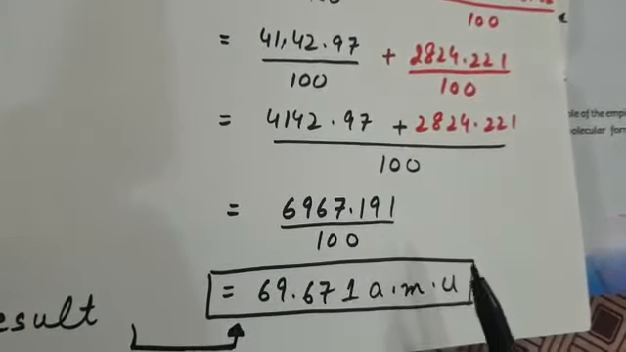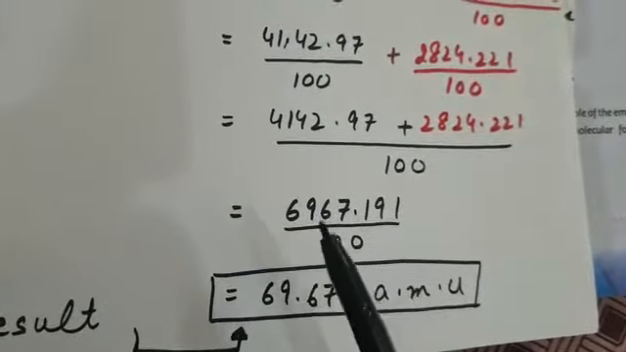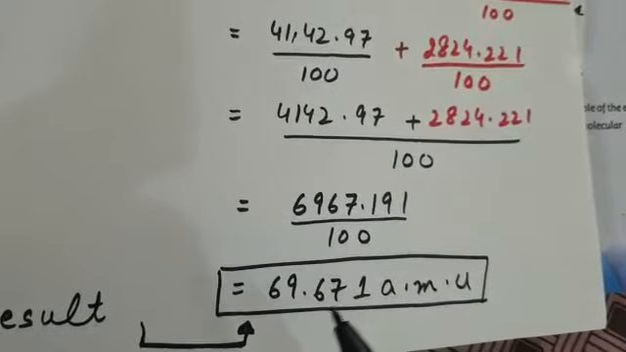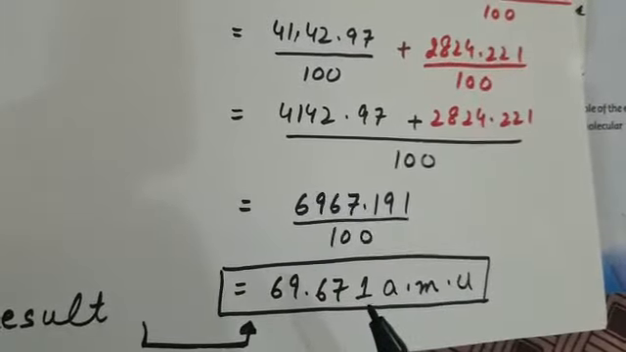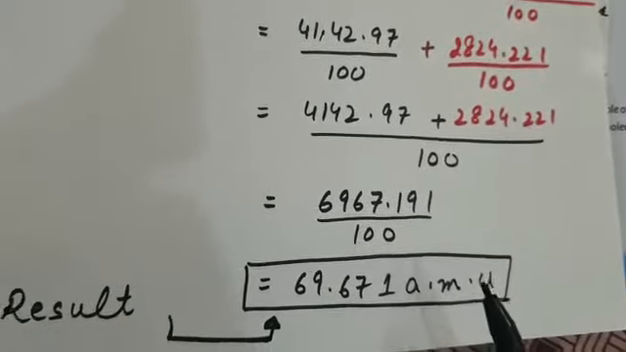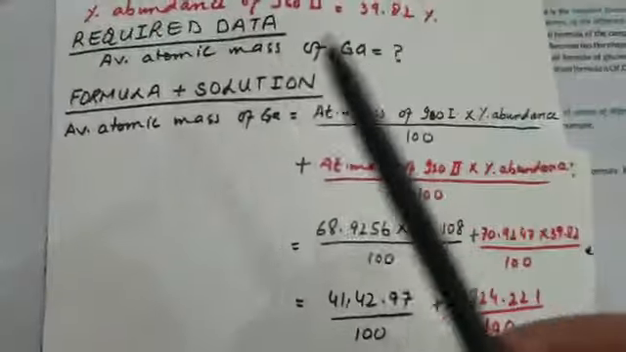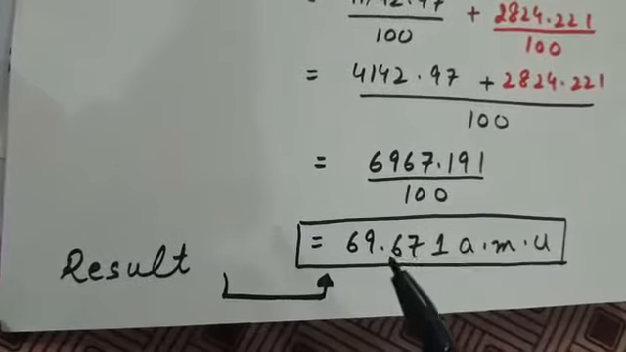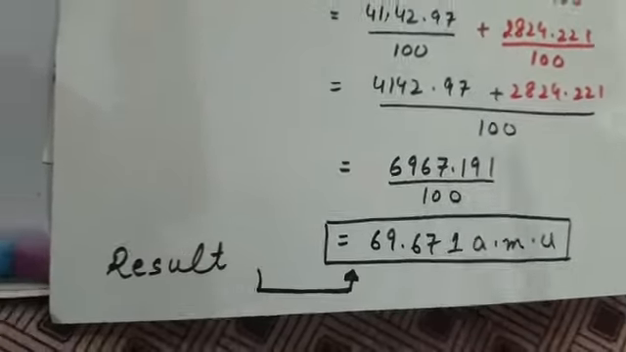So the unit is very important. This is your result, but the unit is important. You should write the unit with the answer, that is, the average atomic mass is also represented by AMU. So it's the average atomic mass of gallium, and your answer, or your result, is 69.671 AMU.